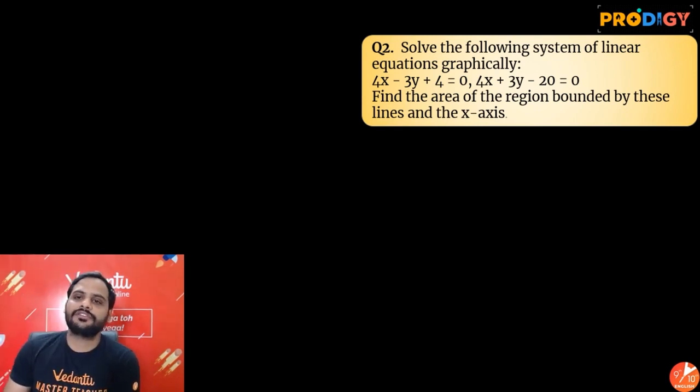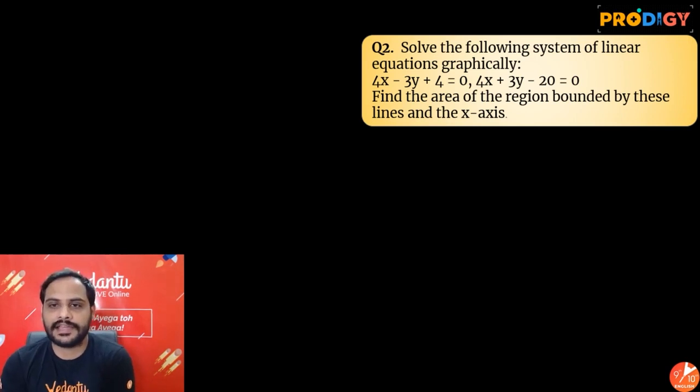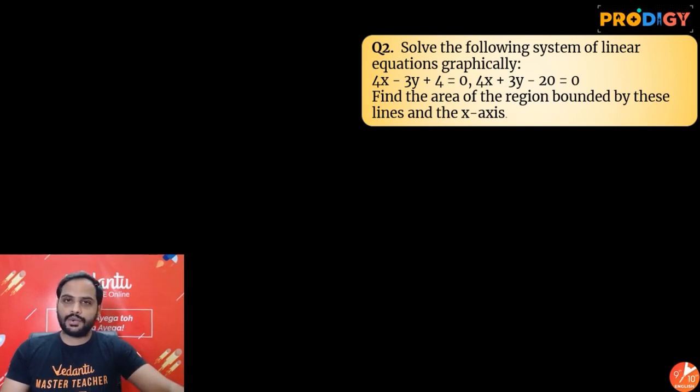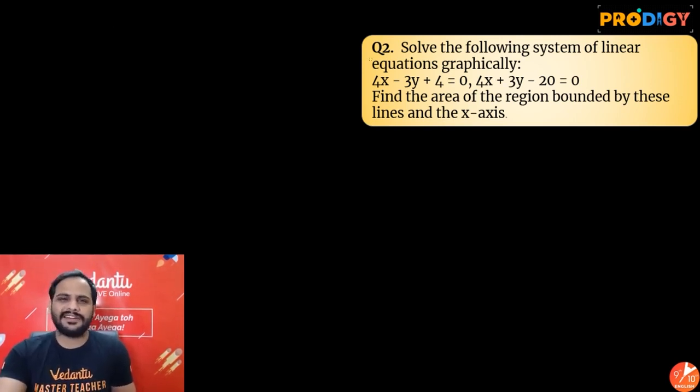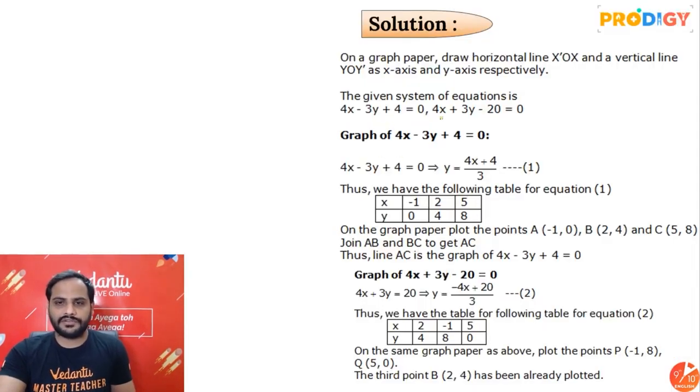Alright, next question. Solve the following system of linear equations graphically. Find the region bounded by these two lines and the x-axis. Nice question. So beta, we can easily find the graph of these two lines. We have 4x minus 3y plus 4 equal to 0, so you can write it as 4x minus 3y equal to minus 4. Assume some values of x, assume some values of y, and you can get your answer. I am not showing you how to draw the graph. You can do it on your own. Please take your time. Let me plot the graph.